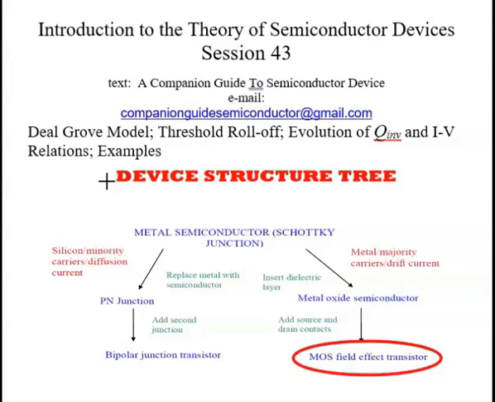In today's session we're going to be working mostly on the Deal-Grove model of thermal oxidation, and then we'll be tying up some loose ends. We'll be looking at a graphical model of something called threshold roll-off. We'll see what that's all about, and then we'll be reviewing the evolution of the Q inversion and the IV characteristics for the simple model all the way up into the more sophisticated, improved models. And hopefully, if we have some time, we'll be doing some examples. If not, we'll do some examples in our next session.